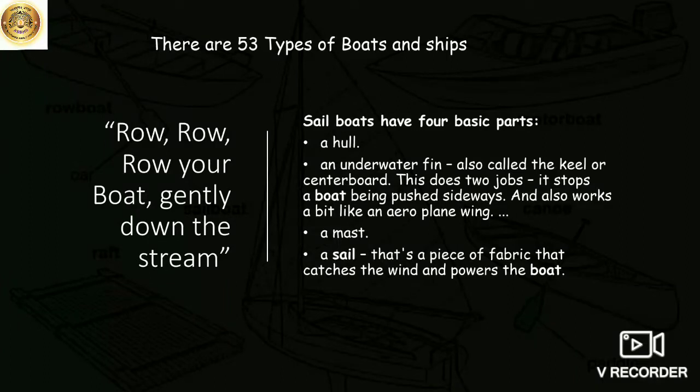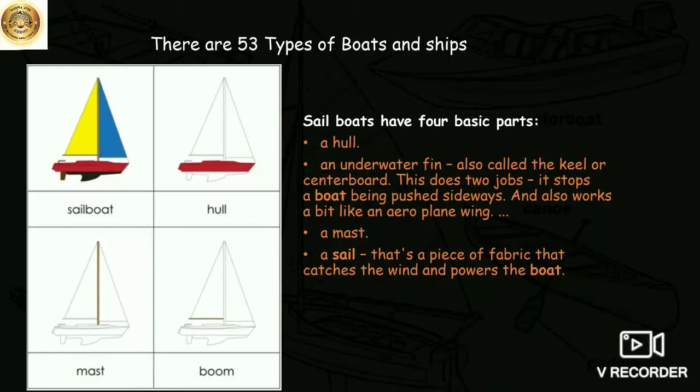Students, you must be knowing about boats which sail in water. There are 53 types of boats and ships. Sailboats have 4 basic parts: a hull, an underwater fin, also called the keel or centerboard, a mast, and a sail.